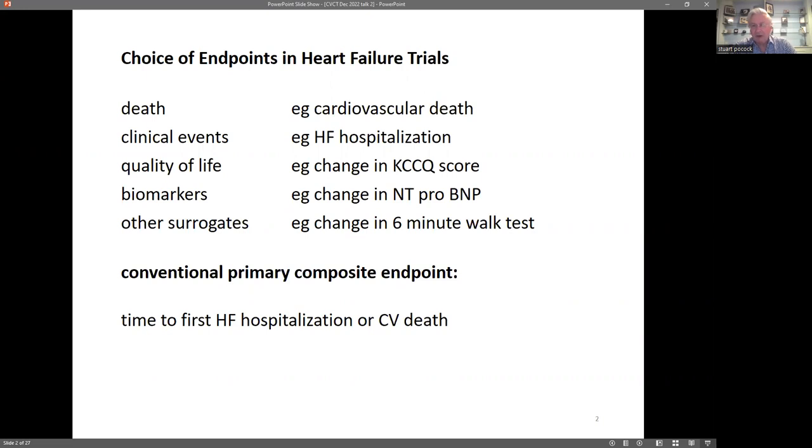But if you really want your new drug or device approved for general use, you need to go up towards the clinical events and the deaths. You'd like to choose death as an outcome because it's the ultimate one that matters most, but you'd often be underpowered if you did that, because fortunately most patients do not die. And therefore the conventional primary composite endpoint that they've used over and over again is the time to first heart failure hospitalization or cardiovascular death, whichever happens first. So next slide, please.